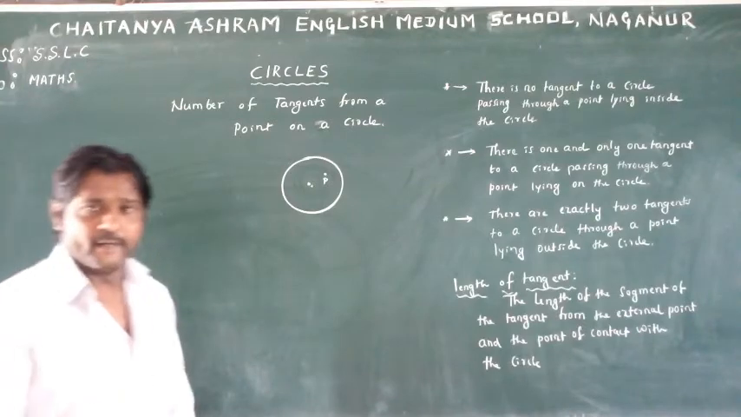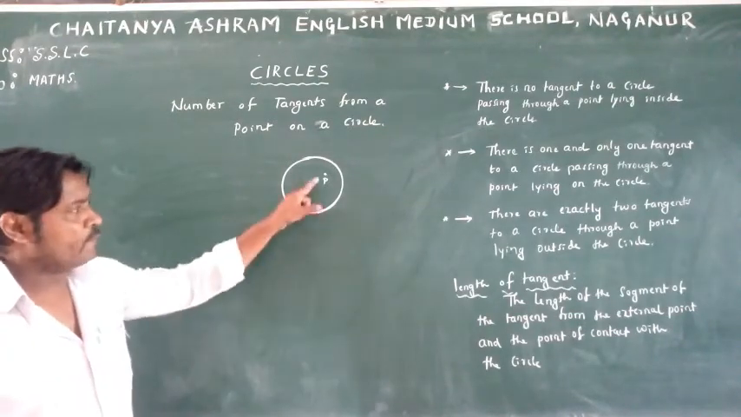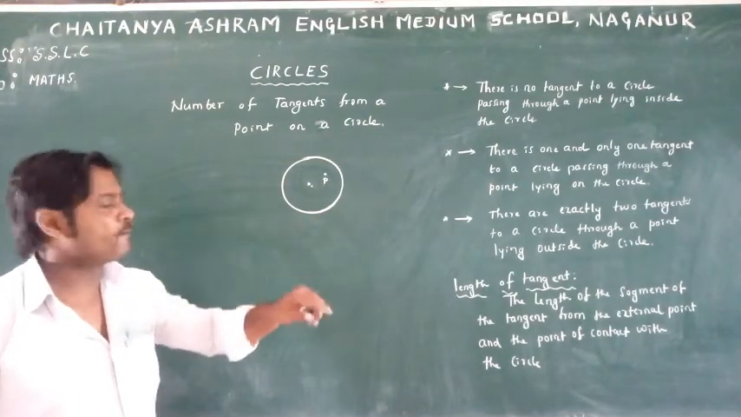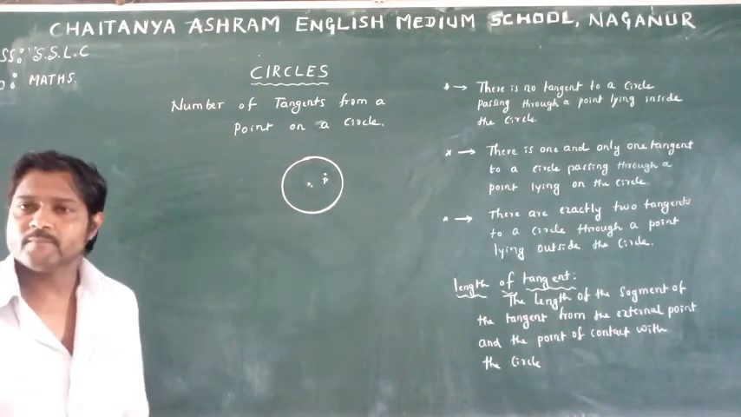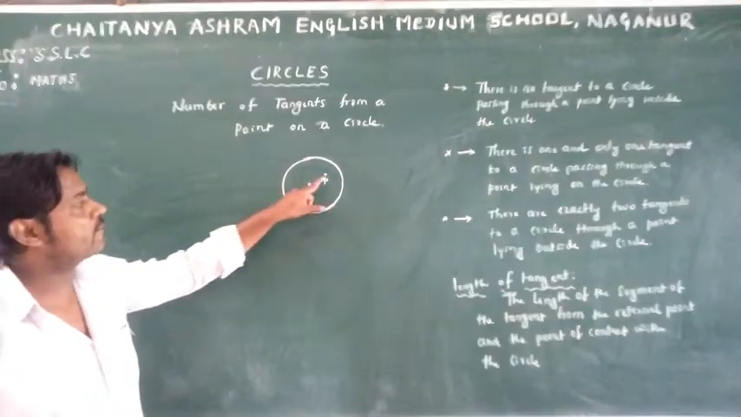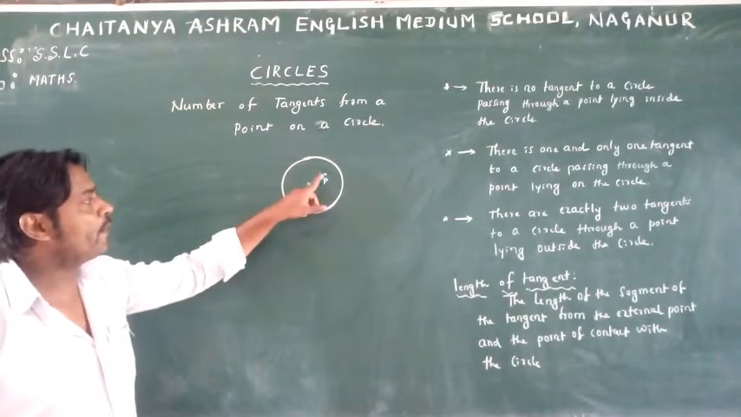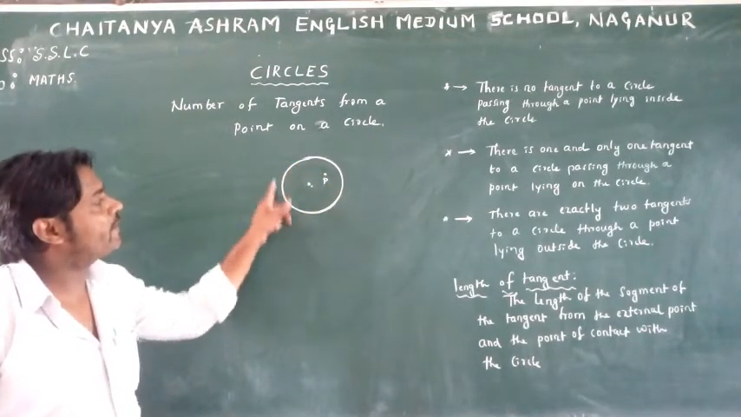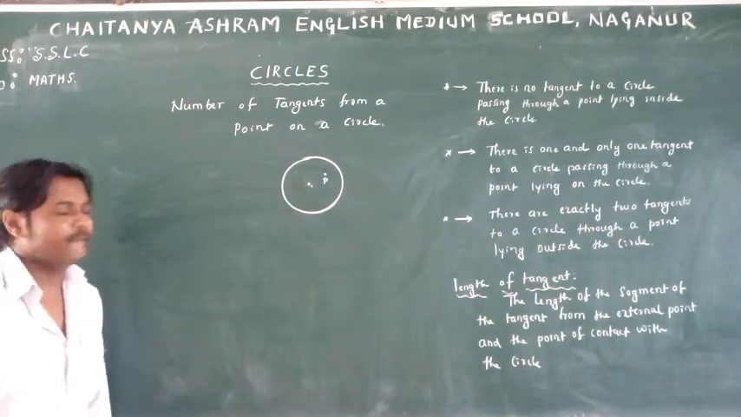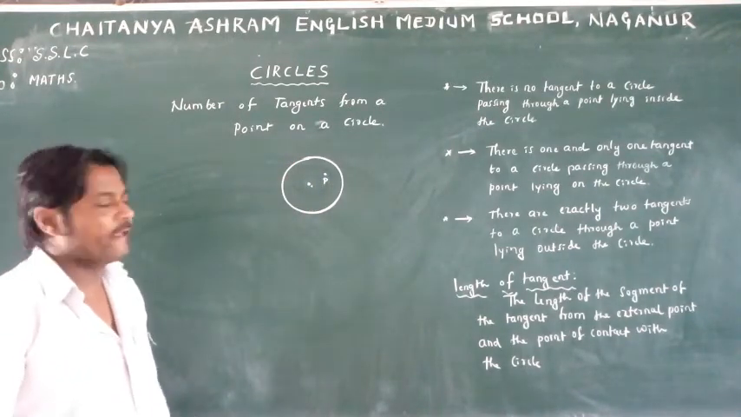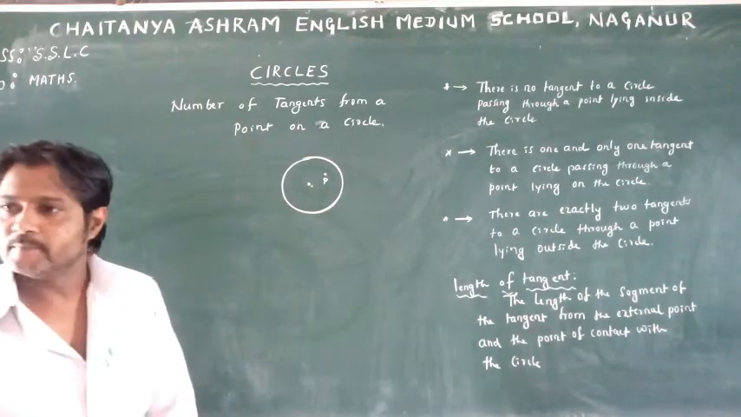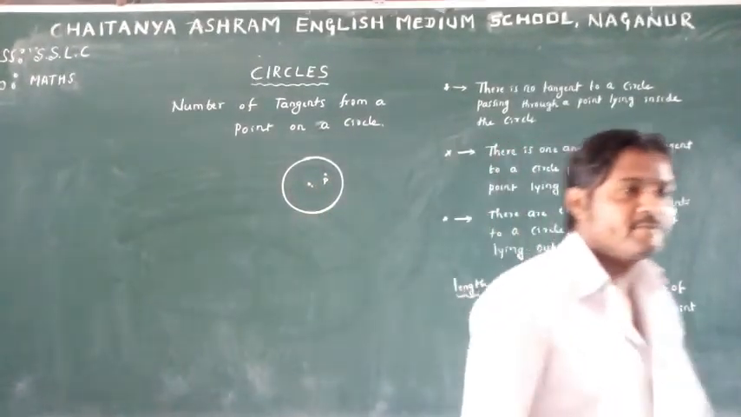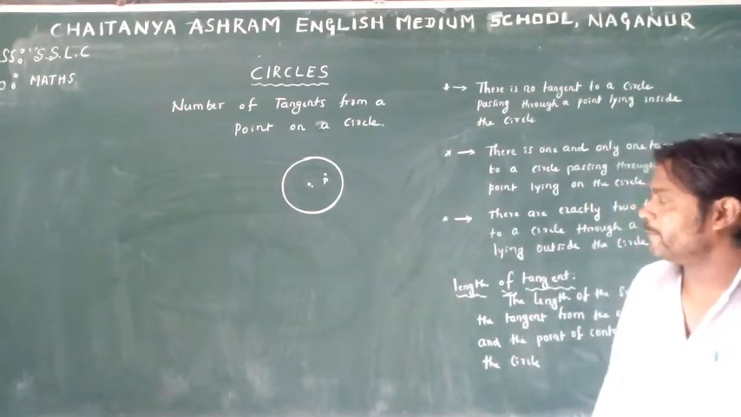Listen here, dear children. We have to draw tangents to this circle from this point. How many tangents can be drawn through this point? Now the point is inside the circle. Guess how many tangents can be drawn through this point to this circle? One, two, three, infinite, or none? Okay, try.